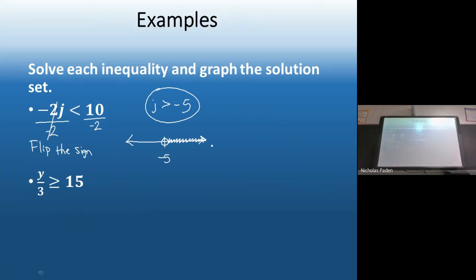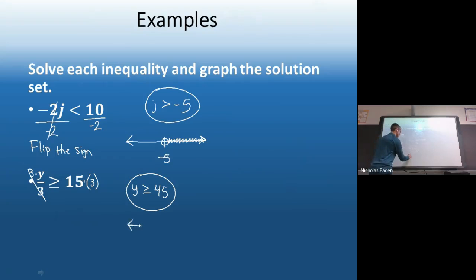I've got y over 3 is greater than or equal to 15. So to get rid of that 3, I'm going to multiply both sides by 3. Now I just multiply by a positive 3. So do I need to flip the sign? If I multiply by a positive 3, I don't need to flip the sign. So it's going to be y is still greater than or equal to, because nothing's going to change. 15 times 3 is 45. So that's my solution set.